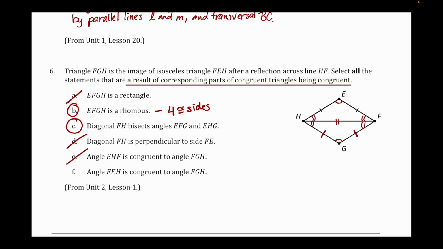Angle FEH is congruent to angle FGH. So FEH and FGH, yep, that's the top and the bottom angles here. So that is by CPCTC. So we have B, C, and F as the correct responses for question 6.